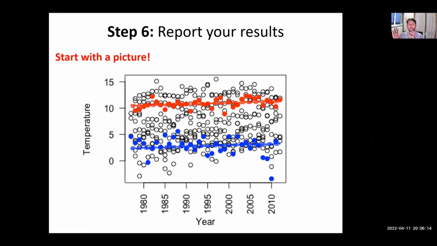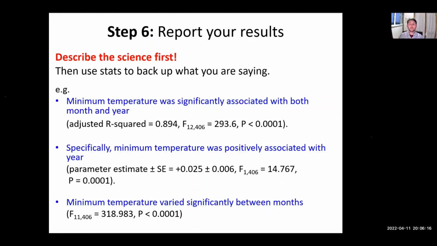So we always start with our sort of picture, but then, and this is really important, when people are doing statistics, many people get so bogged down in the stats that they forget the biology side of things. They forget that that's the reason that certainly biologists, ecologists, etc. are doing this. People lose track of that. And so what we need to make sure is we're reporting the biology first and then using the stats to back it up.